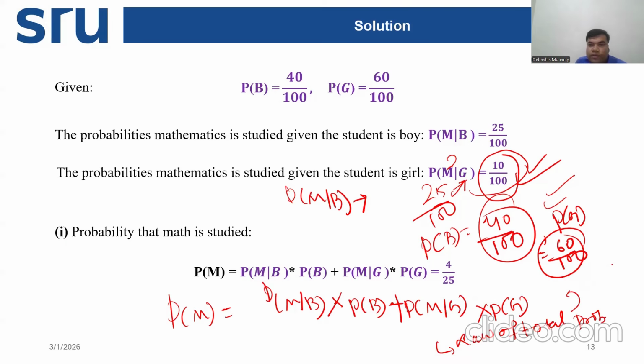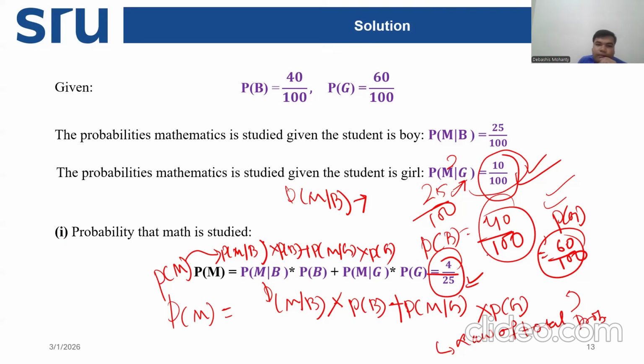That is the probability of B. We know the formula: probability of B by A2 into probability of A2, plus probability of B by A1 into probability of A1. A similar formula we need to apply here to find the probability that mathematics is being studied. First, the probability of boys studying mathematics into the probability of boys, plus the probability of girls studying mathematics into the probability of girls. We already have this data, so we'll apply the data and get the result as 4 divided by 25.